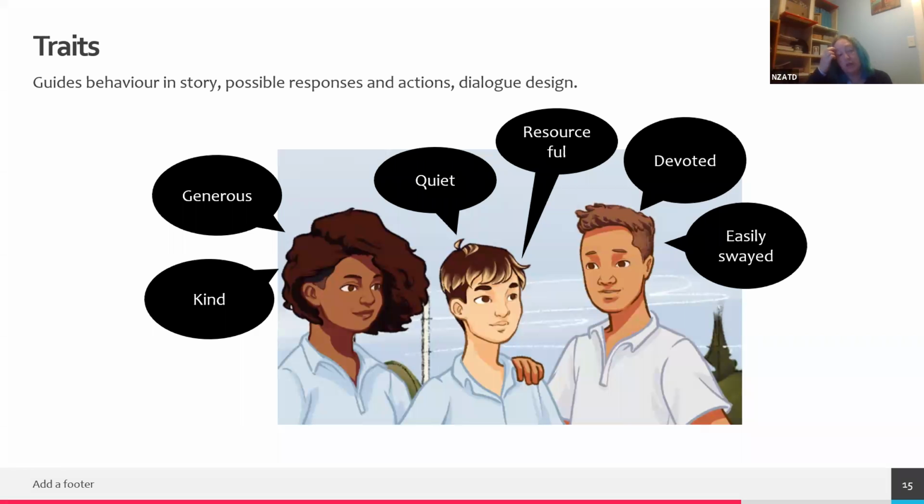So if you look at these three characters, this is a screenshot from a visual novel game that I made for NetSafe here in New Zealand on bystander behavior in cyberbullying situations. So you've got Latifa at the right, she's a generous and kind person. Jihun in the middle, he's a resourceful but quiet boy. And Bin is devoted but easily swayed. And these are character traits, and they make it actually easier for you to write dialogue because of those character traits. You kind of know these people as a writer, and you know how they might react and why they react that way.